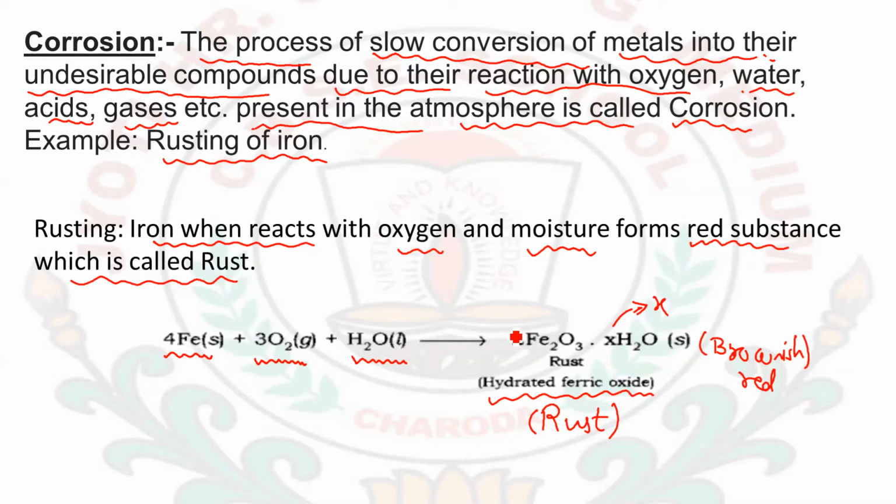Okay, and this is known as the rusting of iron. Rusting of iron is an oxidation process, because here you can see that Fe, the iron metal, is reacted with oxygen to form Fe2O3, which is ferric oxide. So here you can see that addition of oxygen is done.